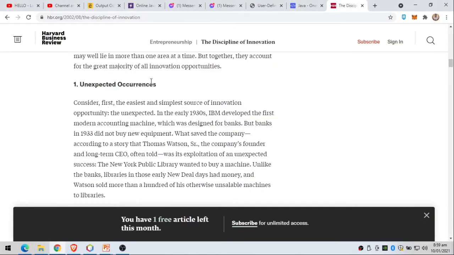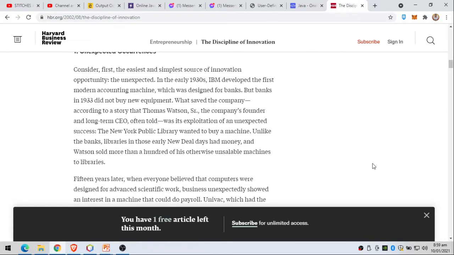So unexpected occurrences. Consider first the easiest and simplest source of innovation opportunity, the unexpected. In the early 1930s, IBM developed the first modern accounting machine, which was designed for banks. But banks in 1933 did not buy the new equipment. And you know what saved the company? That's why it's called unexpected.